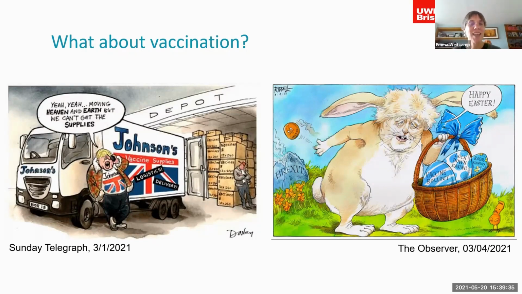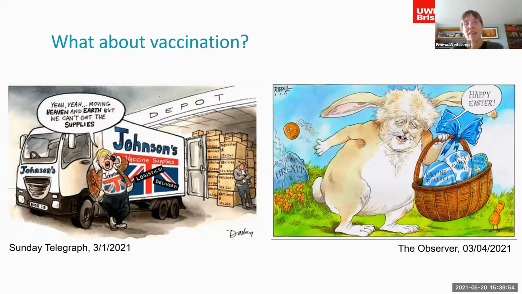to all other countries. But in particular here, we see the cartoonist suggesting that we've got plenty of vaccine, but we've got no way to distribute it. So it's a criticism of the lack of planning on behalf of the government around the vaccine rollout.